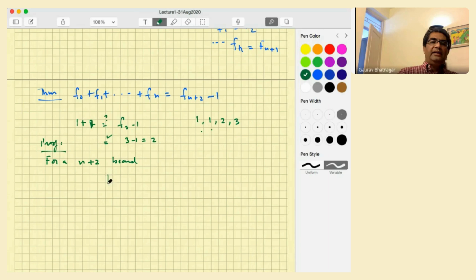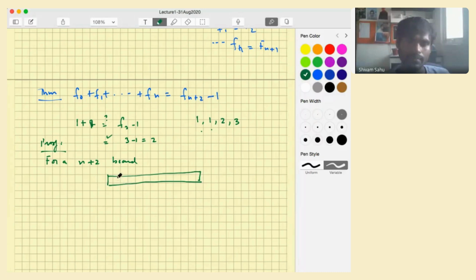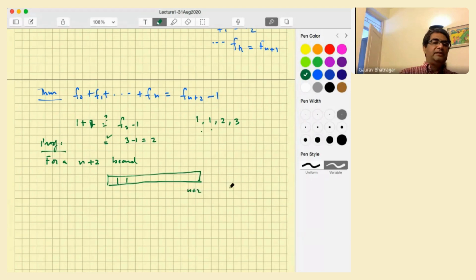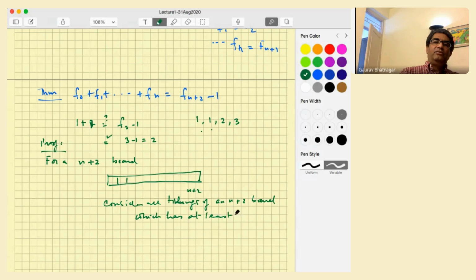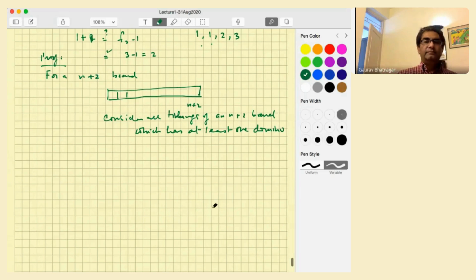So you consider an n plus 2 board, whatever, the n plus 2 elements. Consider all tilings of an n plus 2 board which has at least one domino. Okay, so there is one tiling which has no dominoes. It's the all squares one.